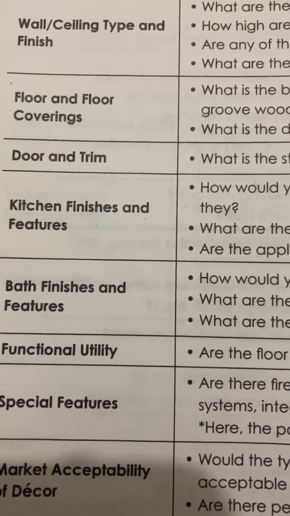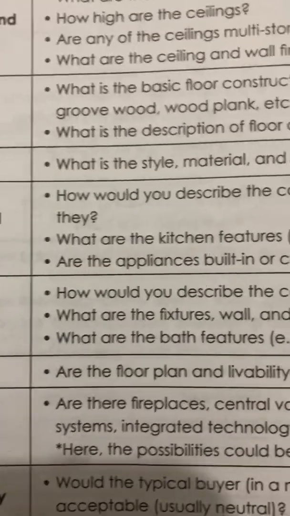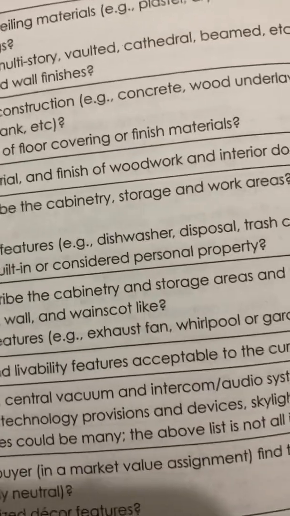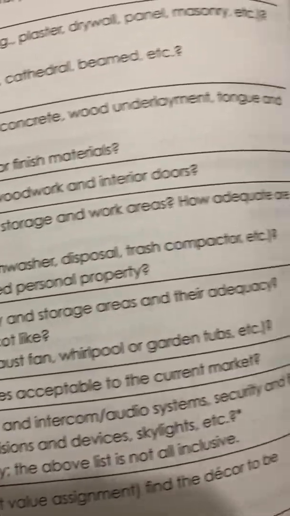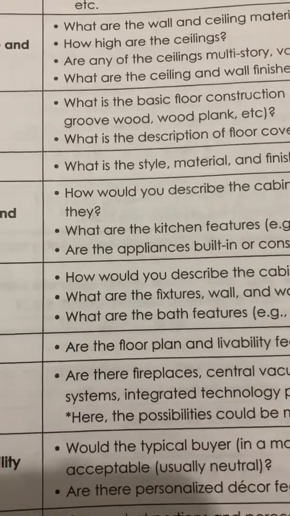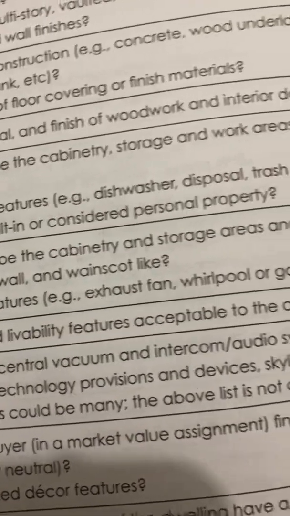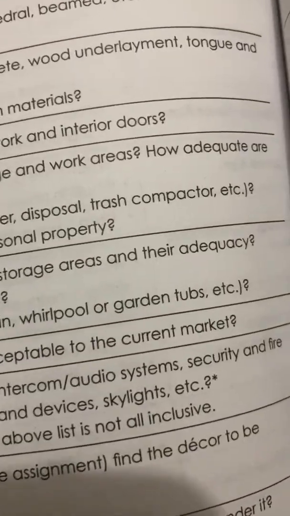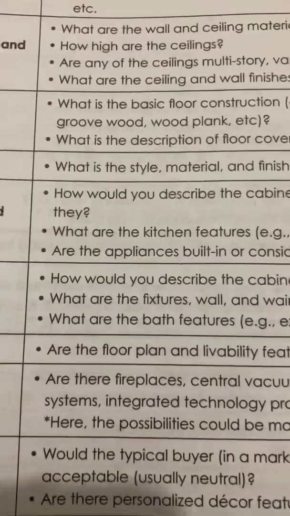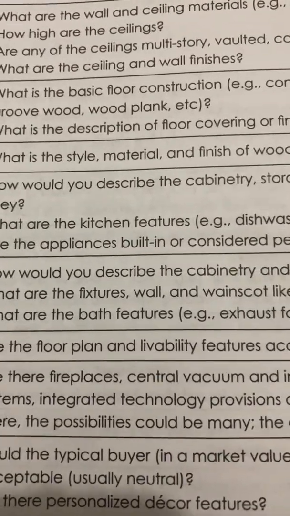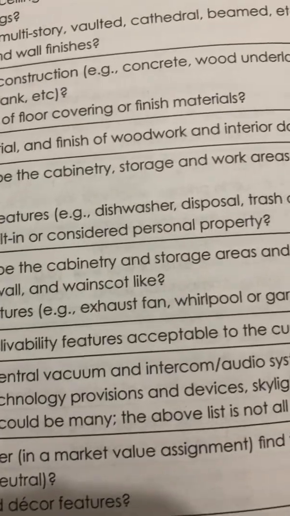Kitchen finishes and features. How would you describe the cabinetry, storage, and work areas? How adequate are they? What are the kitchen features? For instance, dishwasher, disposal, trash compactor, etc. Are the appliances built in or considered personal property?